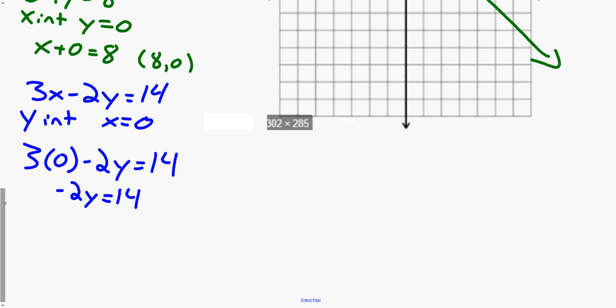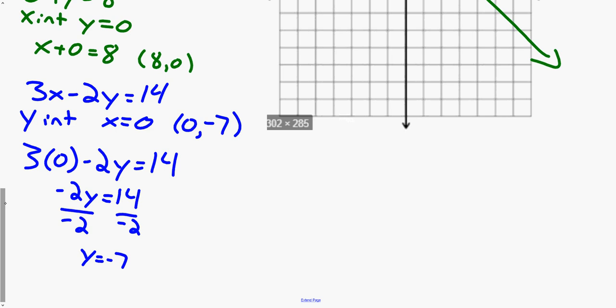And how do I get y by itself? Divide by negative 2, very good. So y equals negative 7. Okay, so there's my first coordinate. As of now, this should all be mostly review for you guys from last year. Yeah, absolutely.